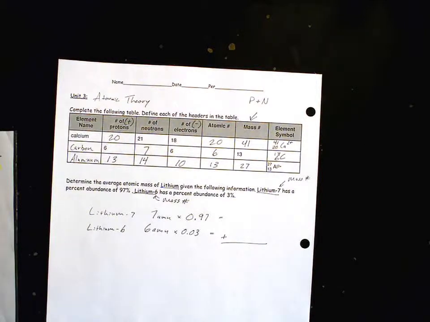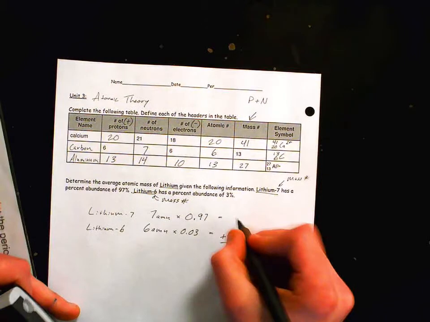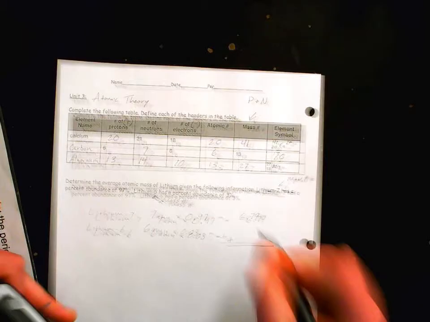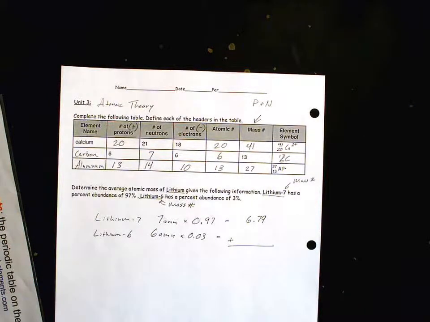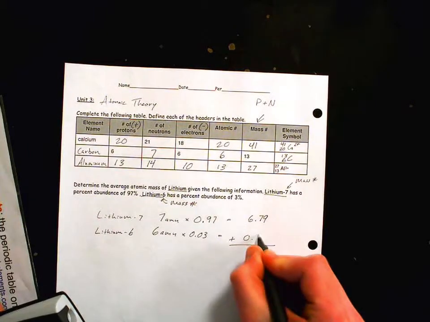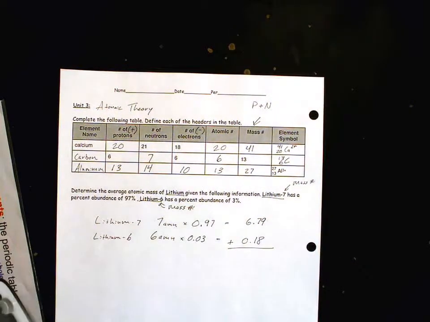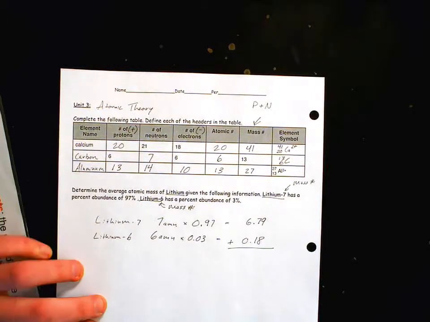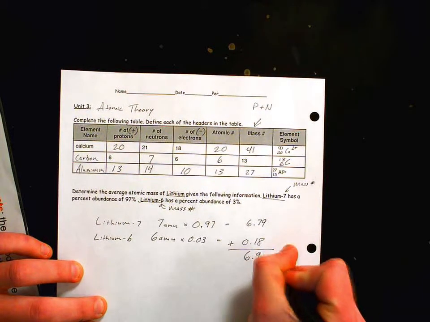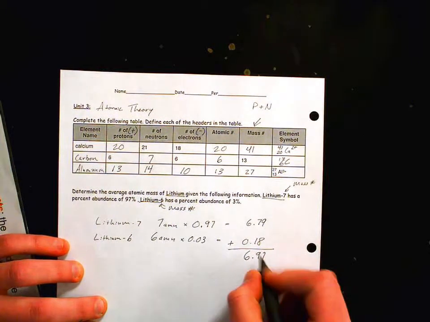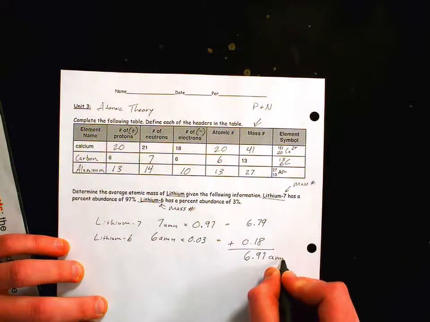Okay, so when you multiply 7 times 0.97, you should get 6.79, and then 6 times 0.03 is 0.18. Add those 2 together, 6.97, and the unit is AMU, average atomic mass unit.